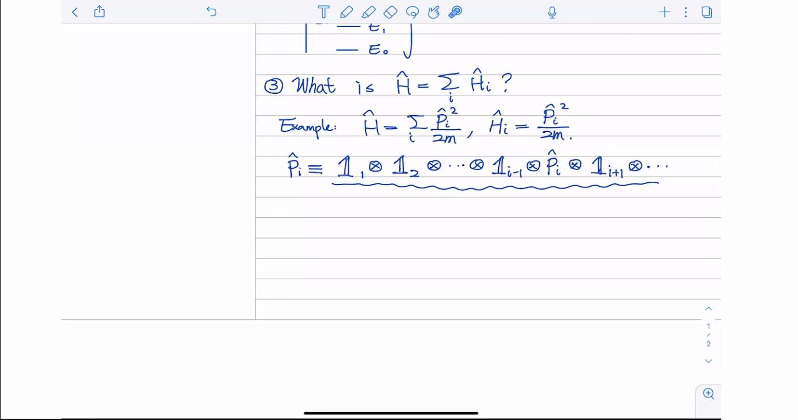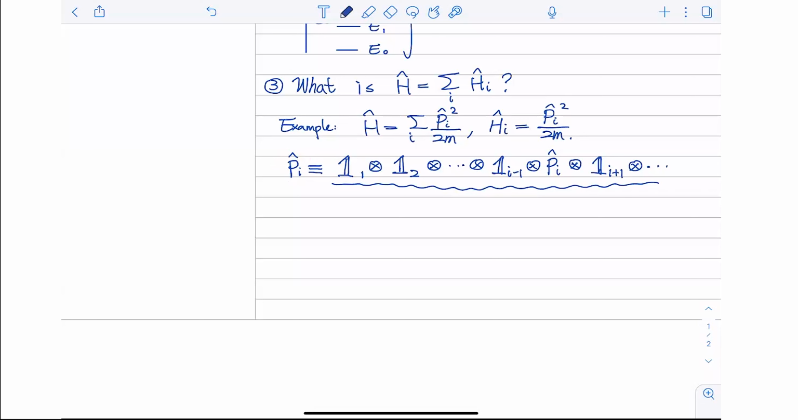Similarly, because p_i only measures the momentum of the ith particle, this operator should also act trivially within the Hilbert space of the second particle, and all the way to the (i-1)th particle, and the rest of the particles in the system, including the (i+1)th, etc. It is only for the ith particle that this operator p_i will act non-trivially on the Hilbert space of the ith particle. Okay.